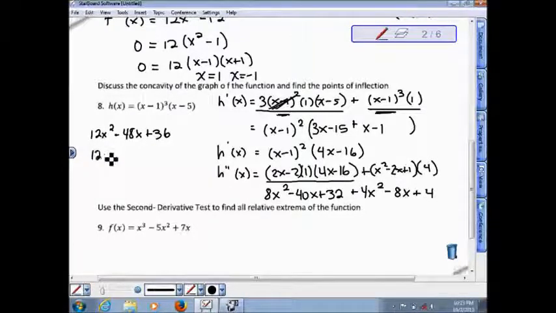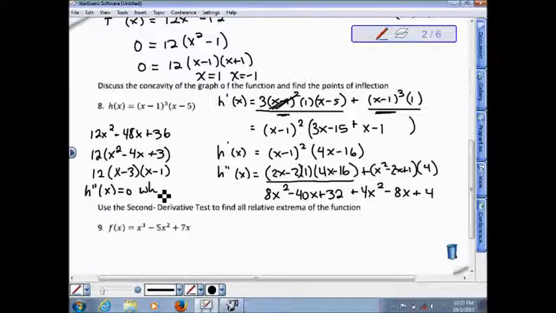If we factor out a 12, we have x squared minus 4x plus 3, which factors into x minus 3 times x minus 1, and that means h double prime of x is equal to 0 when x equals 3 and when x equals 1. So those are the points now that we have to place on the number line.